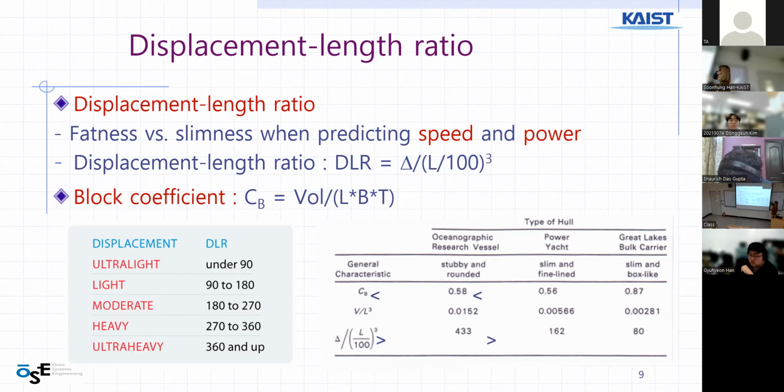So here you have some examples for very specific boats, like the oceanographic research vessel that we saw before, which would have a DLR of 433, and a Great Lakes bulk carrier of 80. And you can also compare the values with the Bragg coefficients here to have an idea of what number represents what.